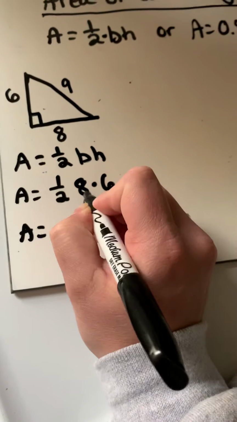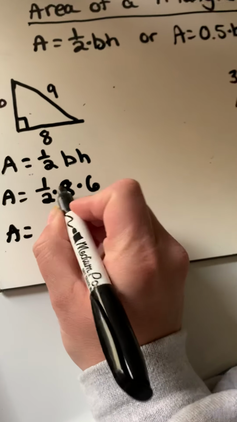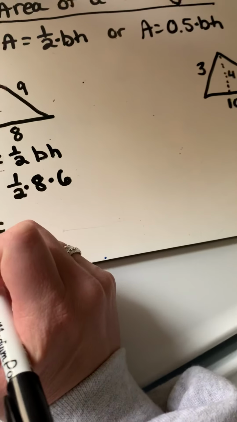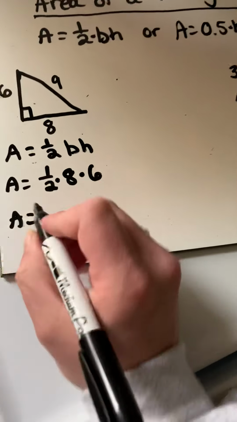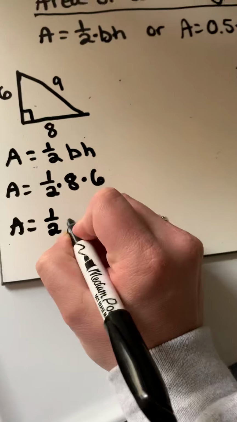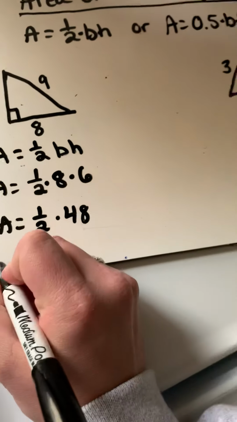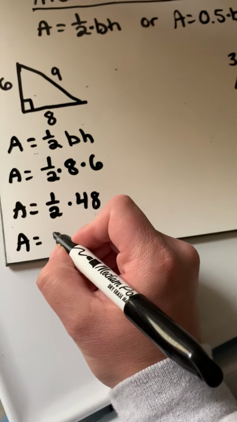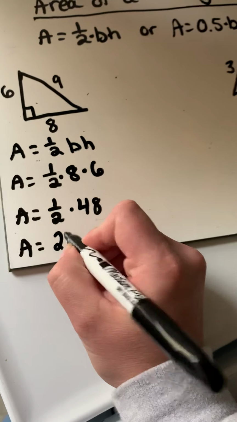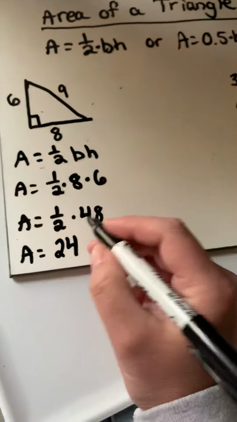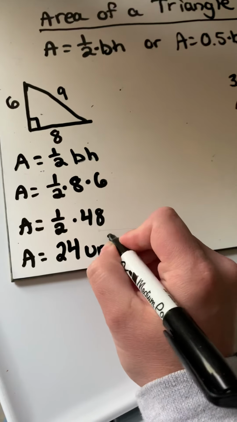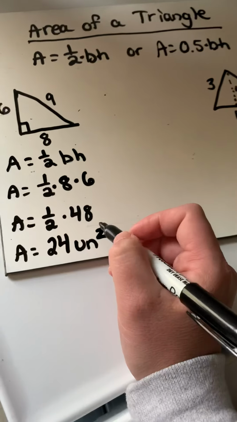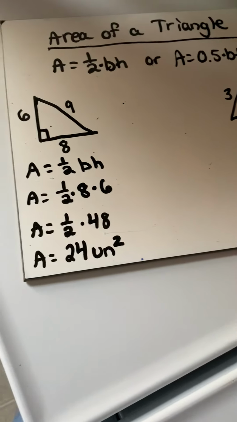So half times 8 times 6. I always start with my whole numbers. 8 times 6 is 48. So half times 48. Half of 48 is 24. I don't have any labels here, so the label I would put down is units squared. Remember, my answer for area is always squared.